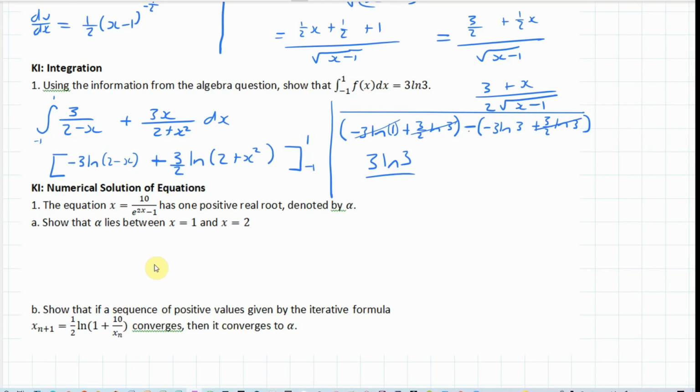Okay, so for the next one, we're trying to show that for this equation here, the root lies between x equals 1 and x equals 2. So what we do here is we bring everything across to one side. So we can go x minus 10 over e to the 2x minus 1 equals 0. And then we just chuck in some values.